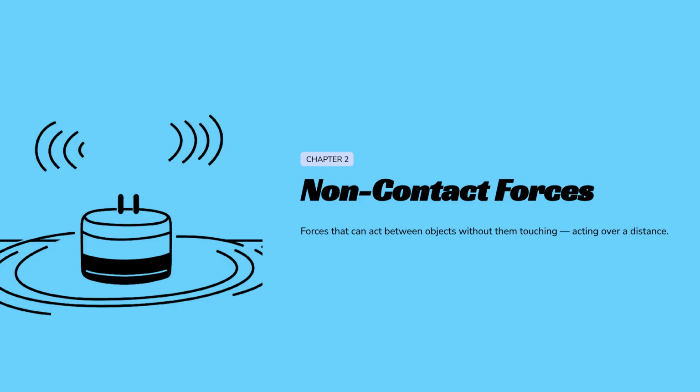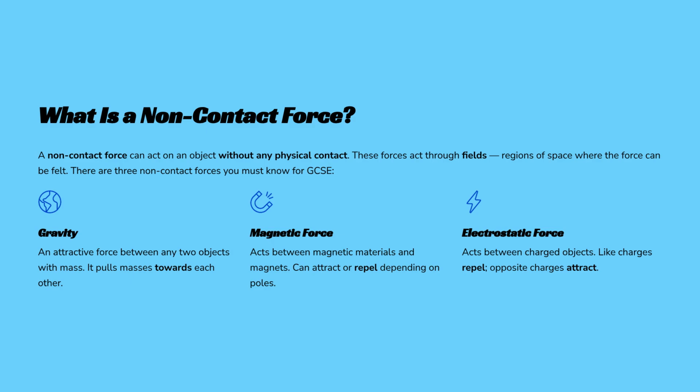In Chapter 2, we look at non-contact forces. These are forces that act between objects without them physically touching, often over a distance. Non-contact forces act through fields. The 3 main ones to remember are gravity, magnetic force, and electrostatic force.